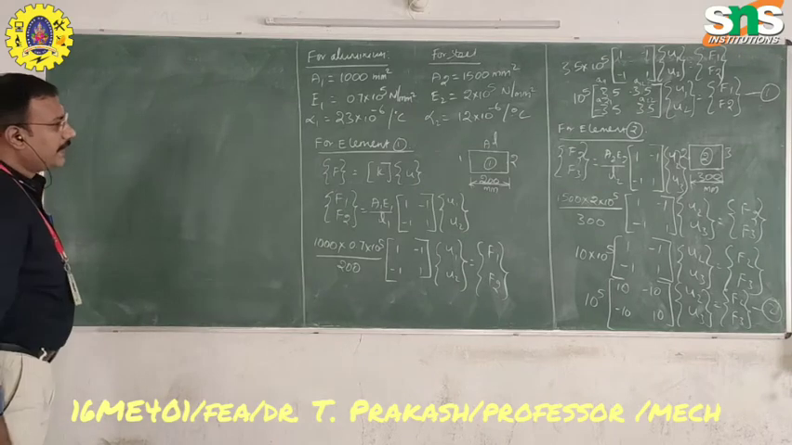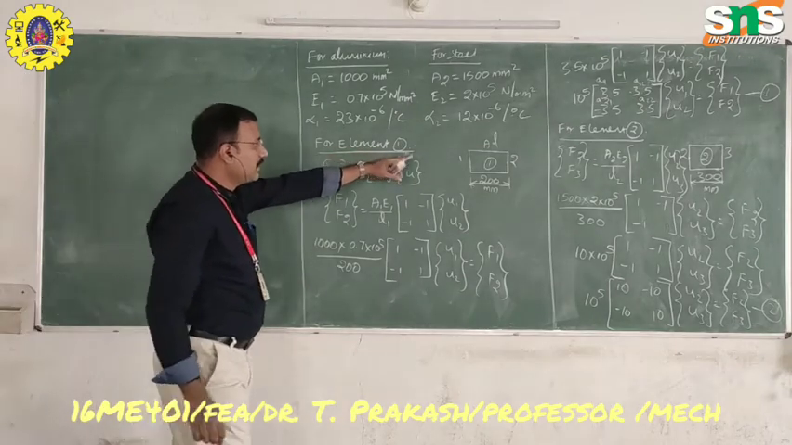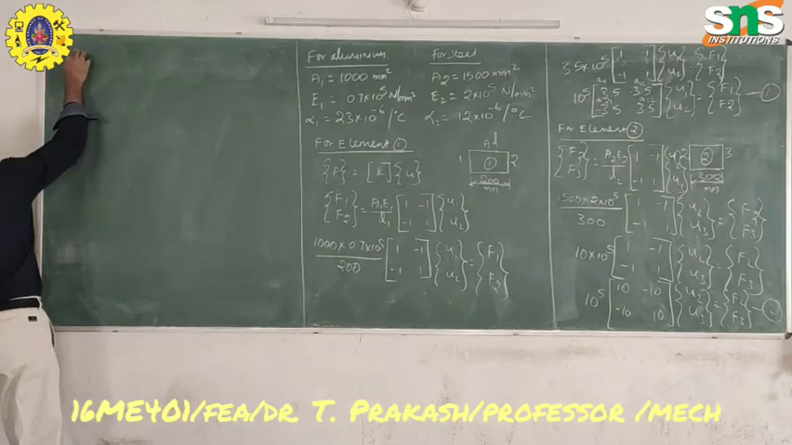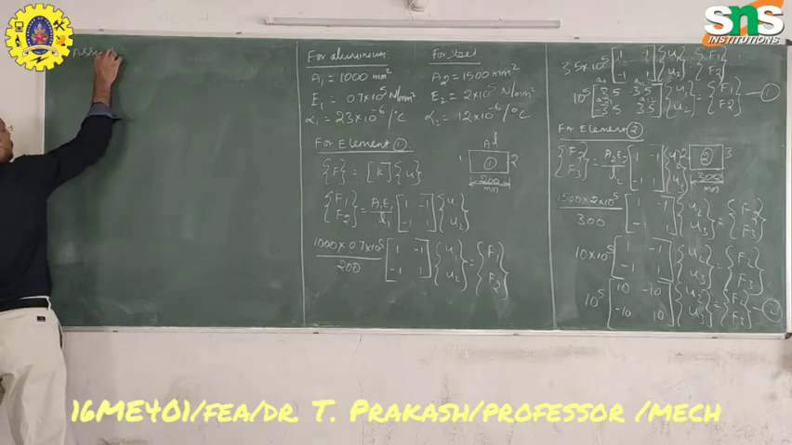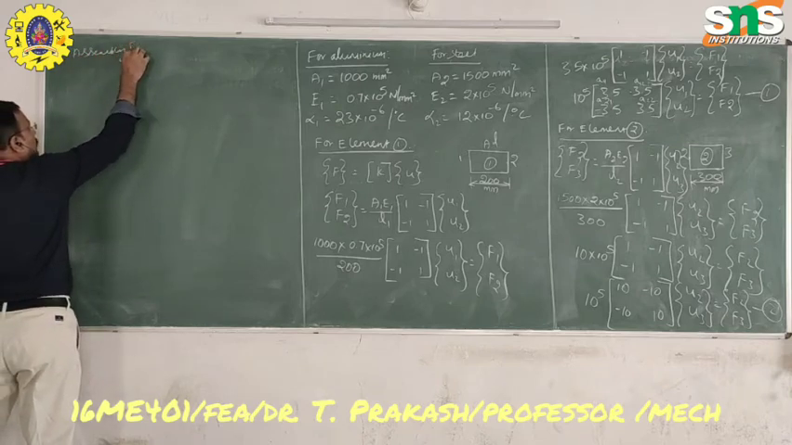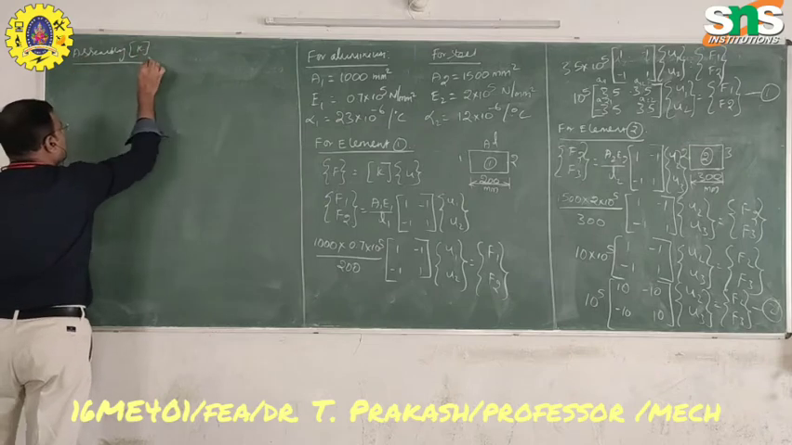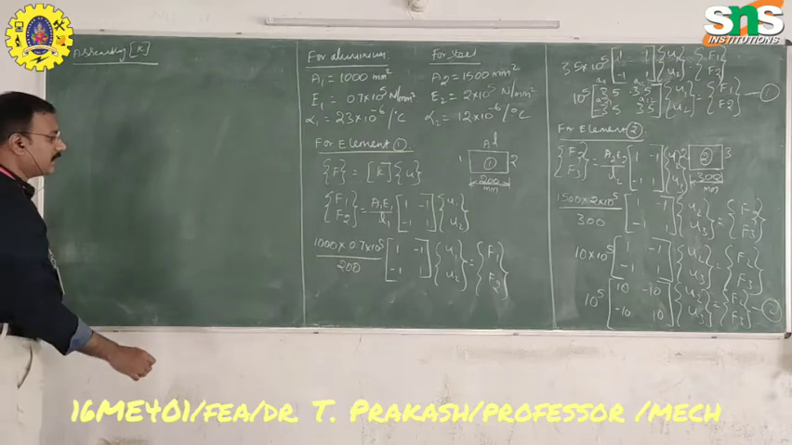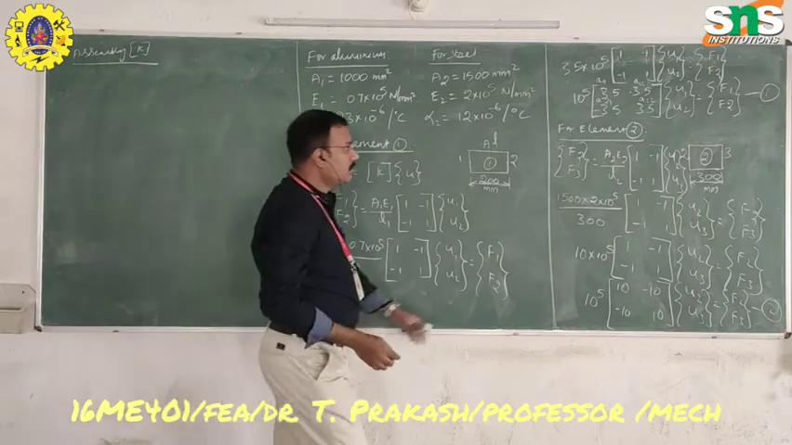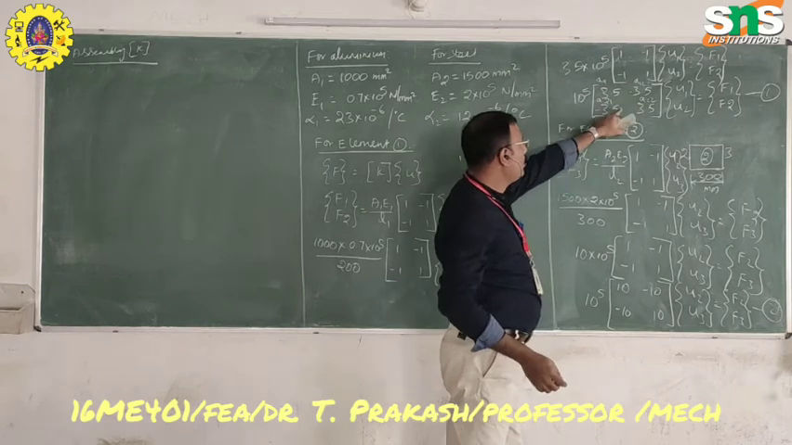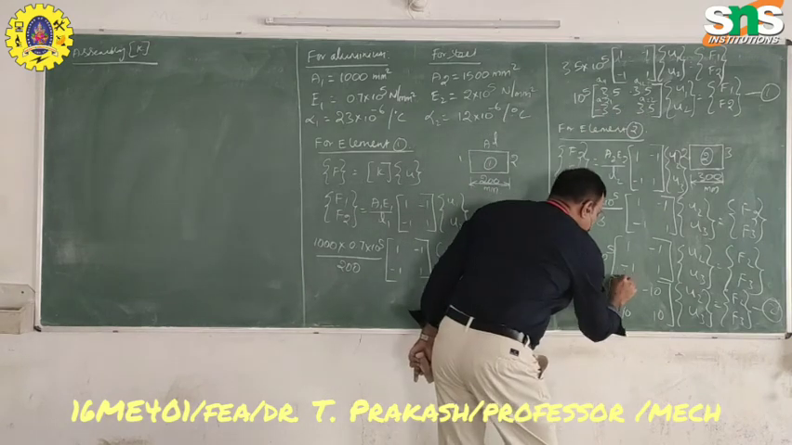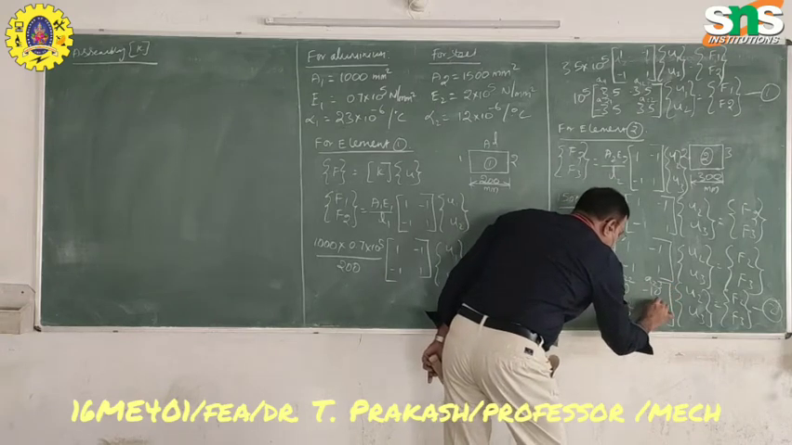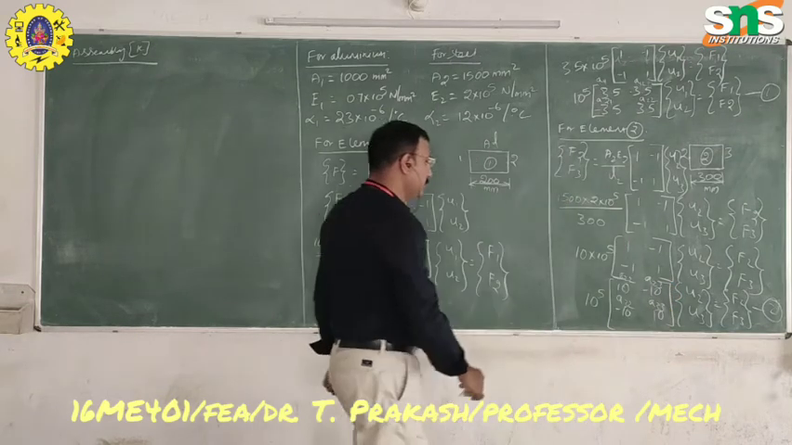Now, after finding the element 1 stiffness matrix and element 2 stiffness matrix, you have to assemble the K stiffness matrix. In our question, the first task is assembly of the K stiffness matrix. Therefore, you mark the terms here: A11, A12, A21, A22. Similarly here A22, A23, A32, A33. These are our elements.